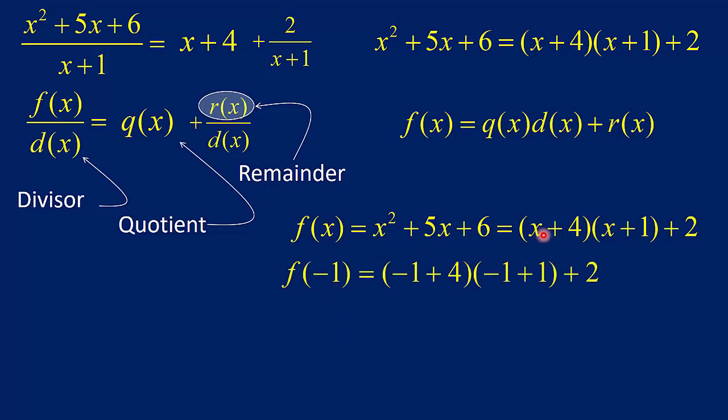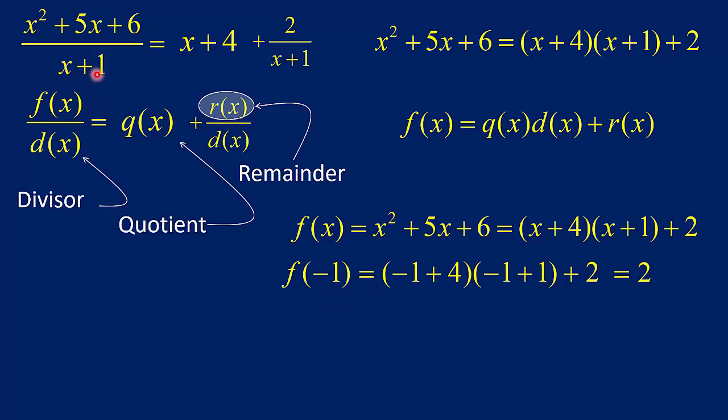I put a negative 1 here, I get negative 1 plus 4. Put a negative 1 here, I get negative 1 plus 1, that's 0. So this whole part goes to 0, and I'm just left with 2. Now notice that's exactly what the remainder was up here. In other words, when I divide by x plus 1, the remainder that process yielded is exactly the same as evaluating the function at negative 1.